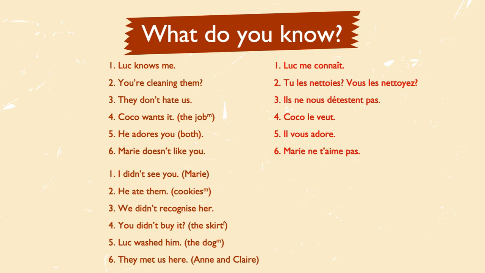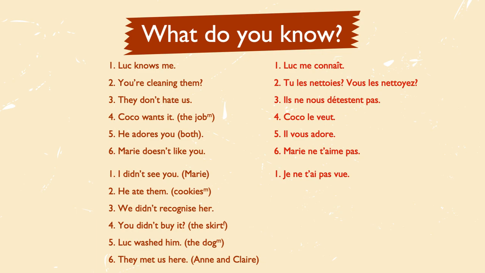Let's look at some of these. I didn't see you, and we're talking about Marie, the verb voir. Je ne t'ai pas vue. Okay, now we're using you, so we need te, and we have to add an e to the past participle because Marie is feminine singular.